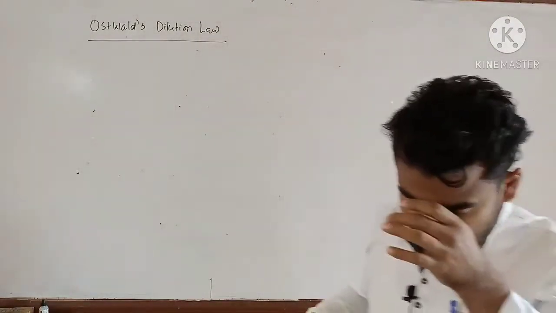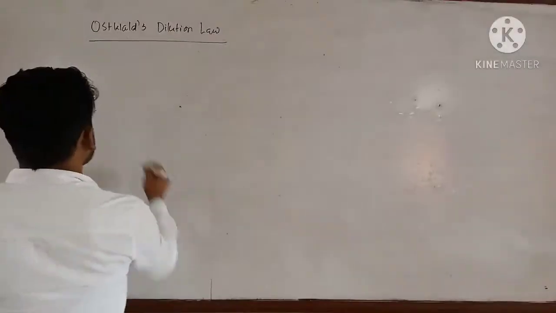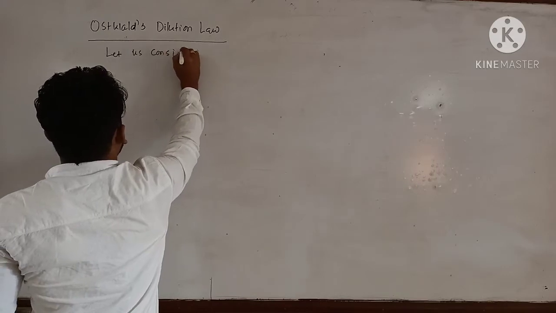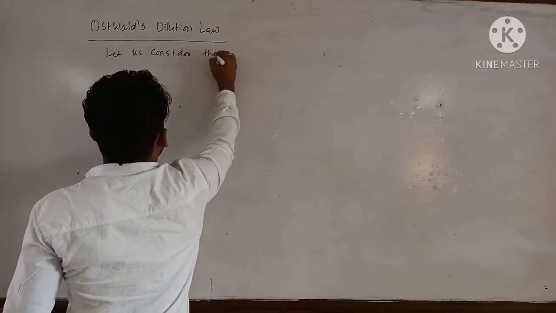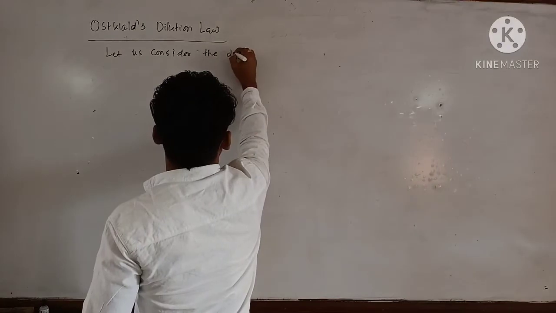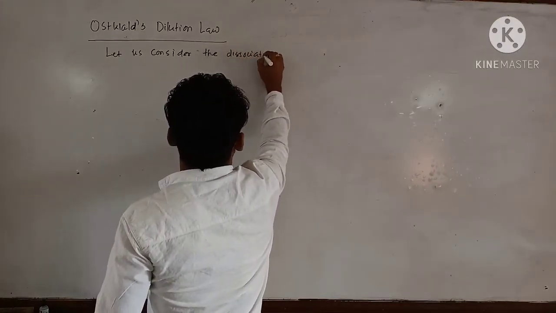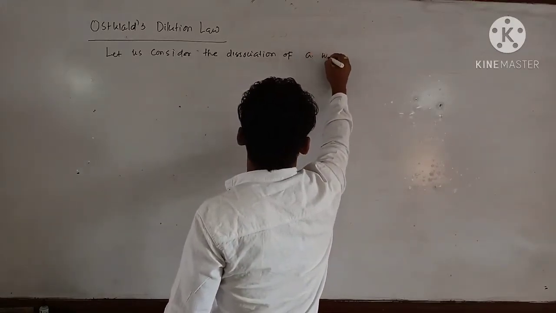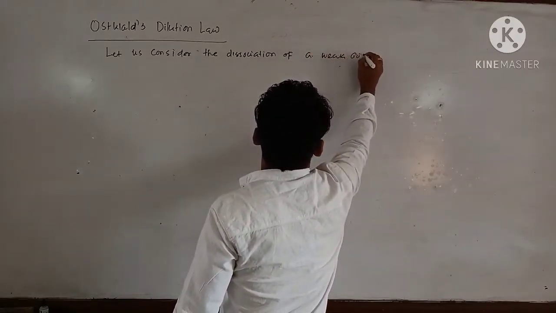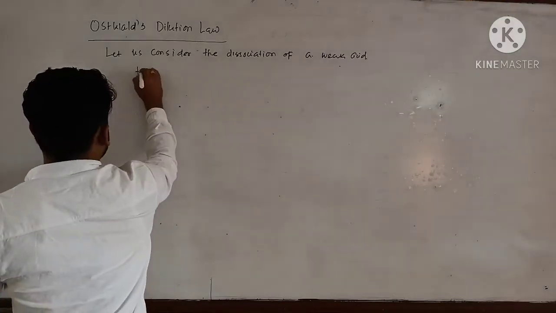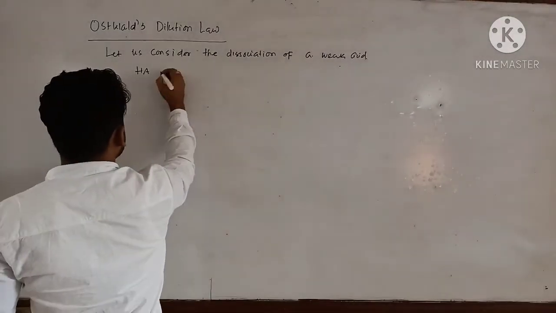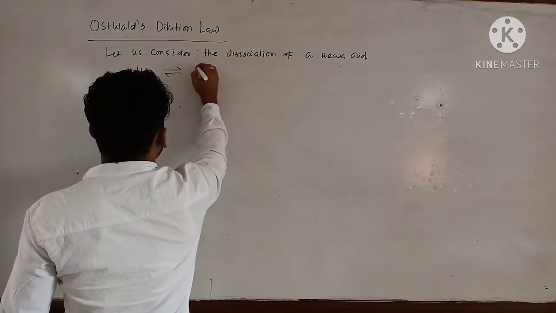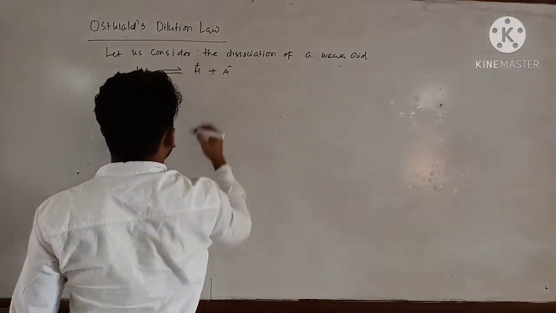So now suppose, let us consider the dissociation of a weak electrolyte, a weak acid, let's say HA. Is that clear? It gets converted into H plus and A minus.